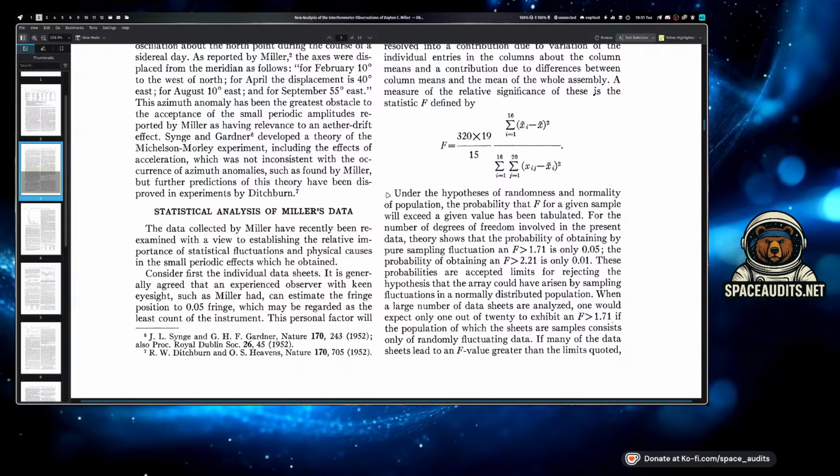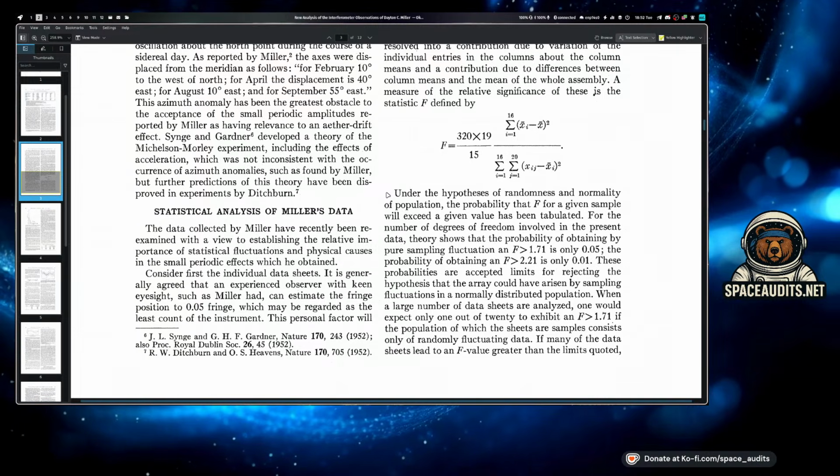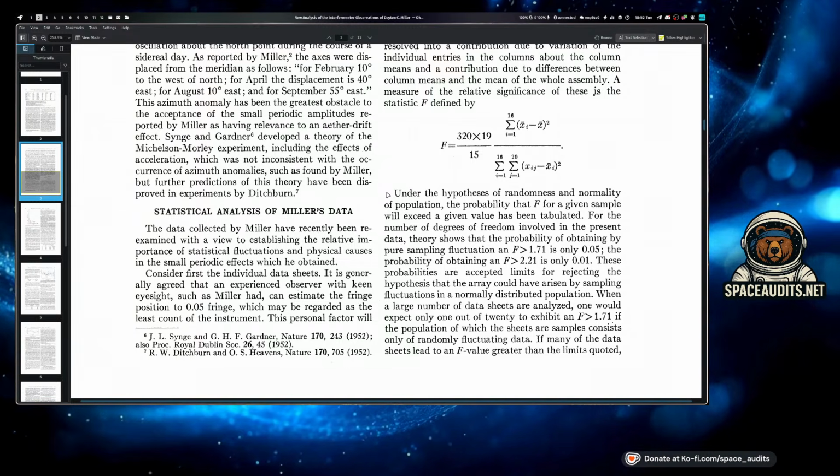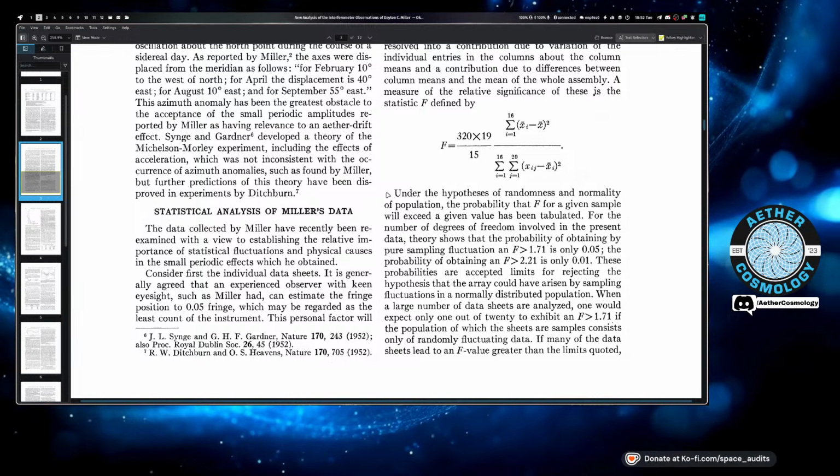Under the hypothesis of the randomness and normality of the population, the probability that F for a given sample will exceed a given value has been tabulated. For the number of degrees of freedom involved in the present data, theory shows that the probability of obtaining a pure sampling fluctuation of F being greater than 1.71 is only 0.05. The probability of obtaining F being greater than 2.21 is only 0.01. These probabilities are the accepted limits for rejecting the hypothesis that the array could have arisen by sampling fluctuations in a normally distributed population.